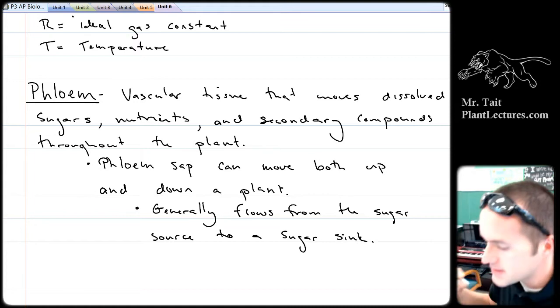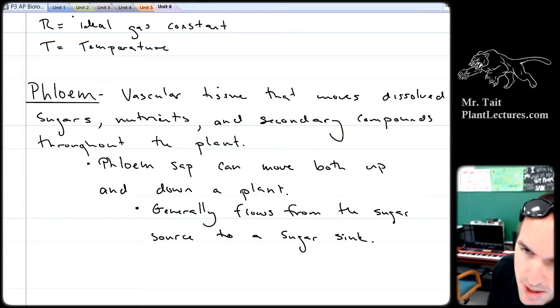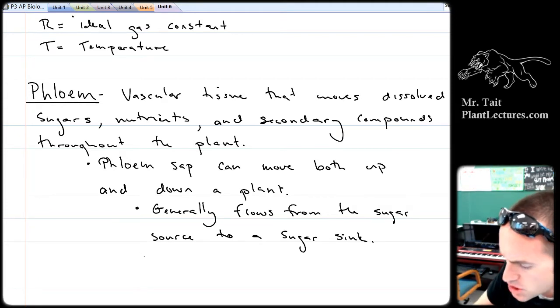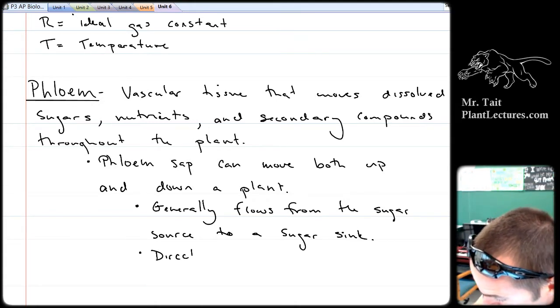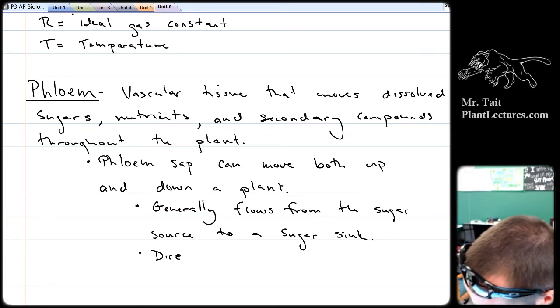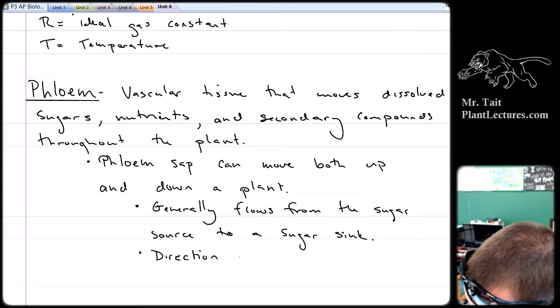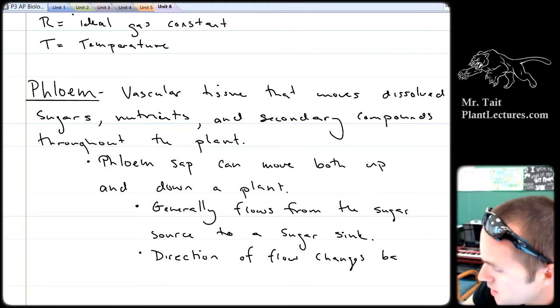Which basically means that it's going to flow from an area where there's a lot of sugar, or where a lot of sugar is being produced, to an area that doesn't have a lot of sugar or that is storing large quantities of sugar. Okay, and the direction of the flow often changes based on the season. And we'll talk about that.